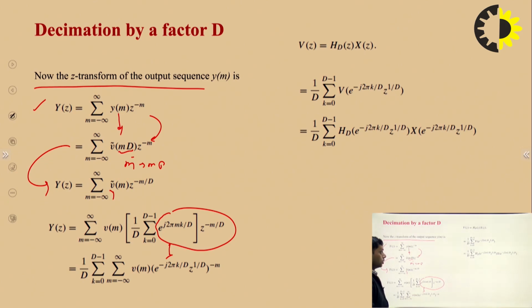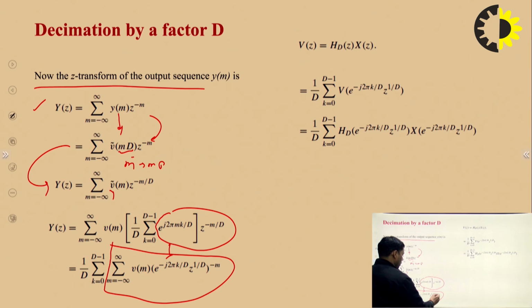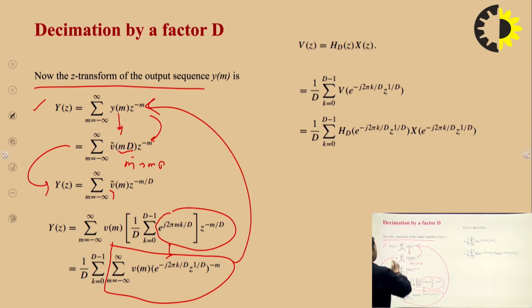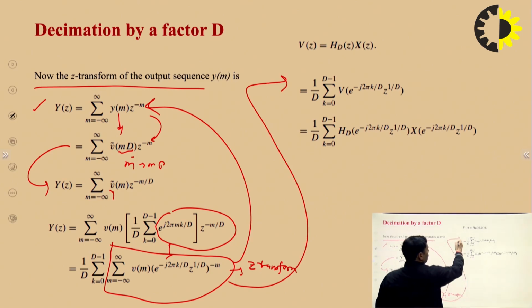We can now simplify here. If we relate this expression with the expression for the z transform of y[m], that is Y(z) equals the summation over m from minus infinity to plus infinity of y[m] z raised to power minus m, we can see that this is also a z transform, evaluated at e raised to power minus j 2 pi k by D times z raised to power 1 upon D. So this expression can now be written as 1 upon D, k from 0 to D minus 1, V of e raised to power minus j 2 pi k by D times z raised to power 1 by D. It can simply be written like this.